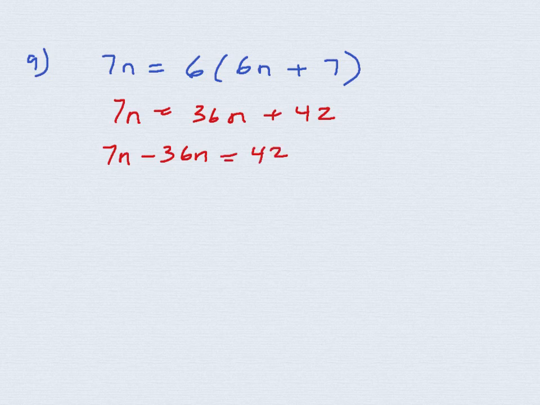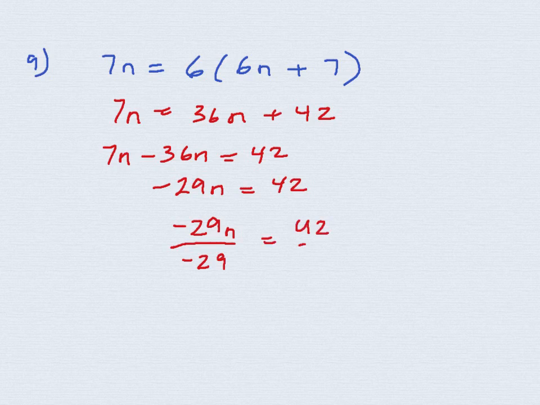So 7 take away 36 is going to be minus 29n equals 42. You want to solve for n, so you need to divide both sides by the coefficient, negative 29. So your answer is going to be 42 divided by negative 29, but you don't want to leave a negative on the bottom of a fraction, so you're going to bring it up, either put it in the middle or put it on the top, and your answer is going to be whatever 42 divided by 29 is.